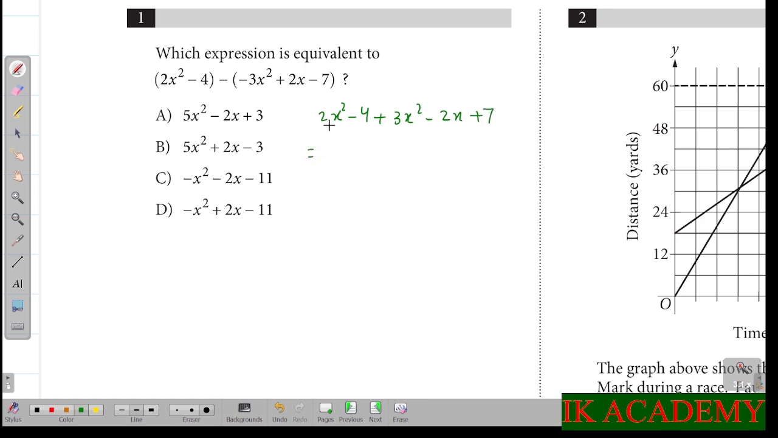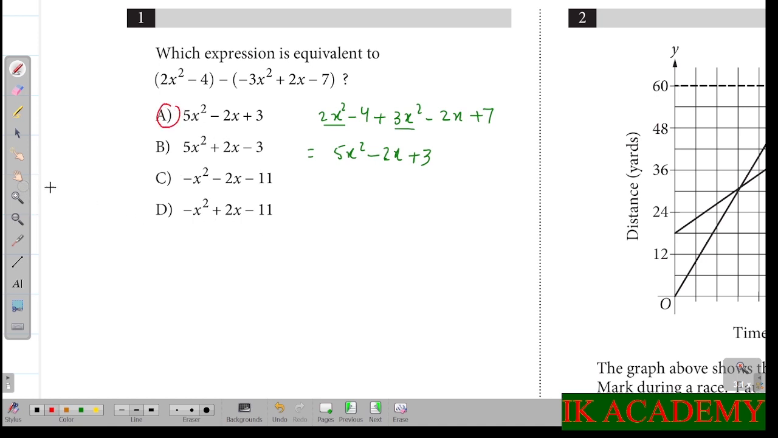which is equal to 2x square plus 3x square is equal to 5x square. Then we need to write the term which has only x, minus 2x. Then the constant terms, 7 minus 4, will be plus 3. So it's option A. Option A is the correct answer. Let's move to the next question.